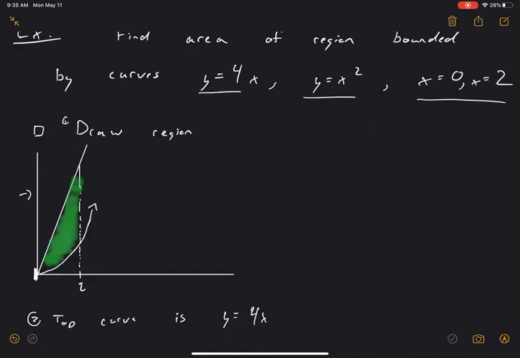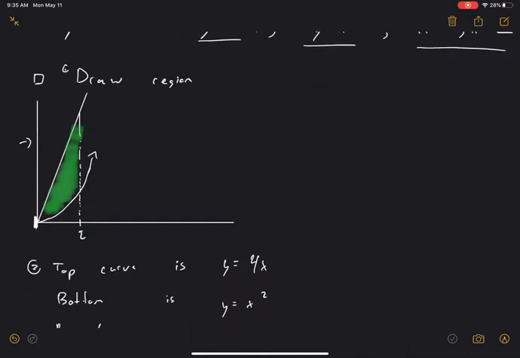And then what's x equals 2? It's this vertical line here. So I'm going to stop integrating at 2. So that 0 is going to be my a, and 2 is going to be my b.